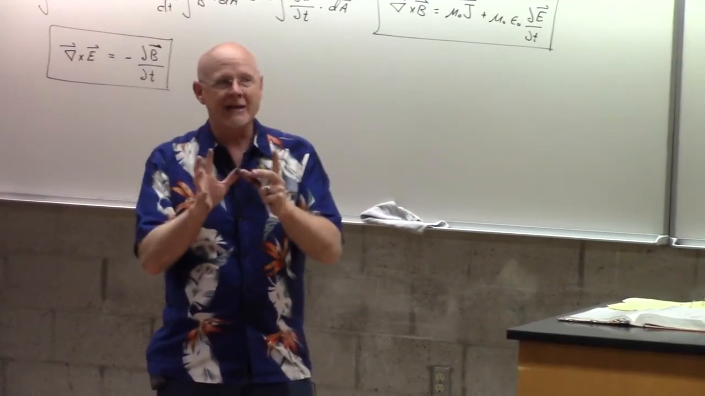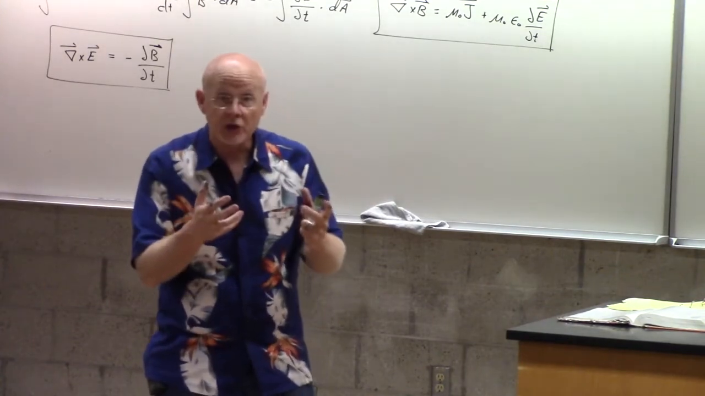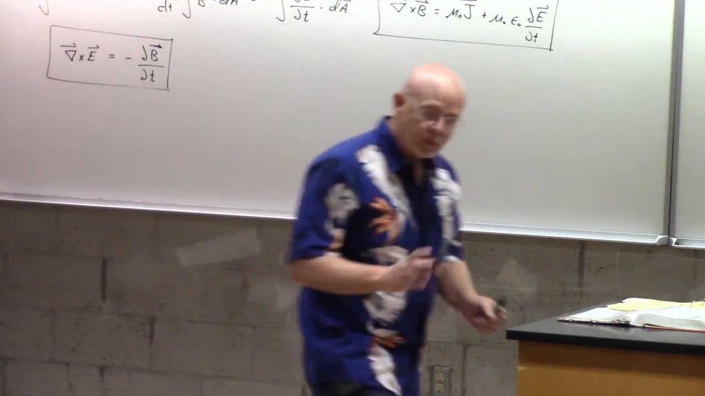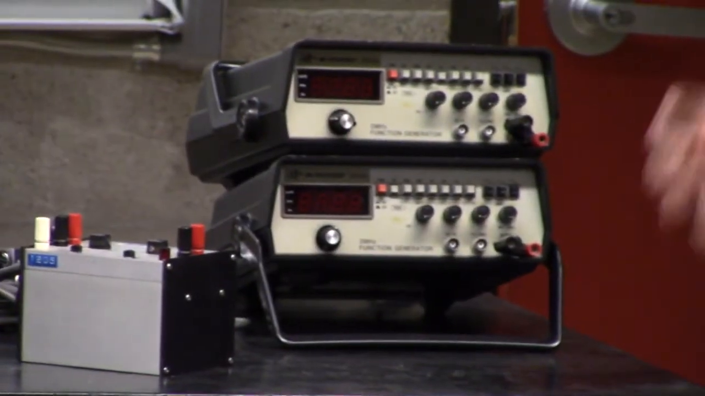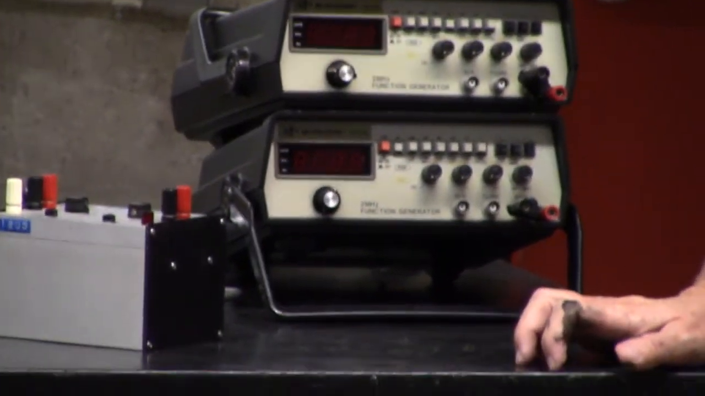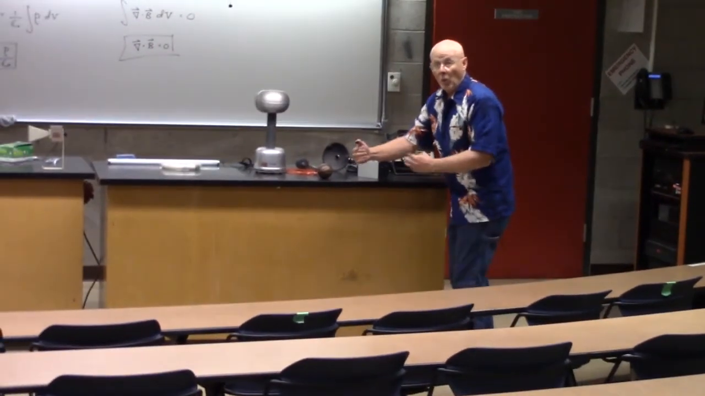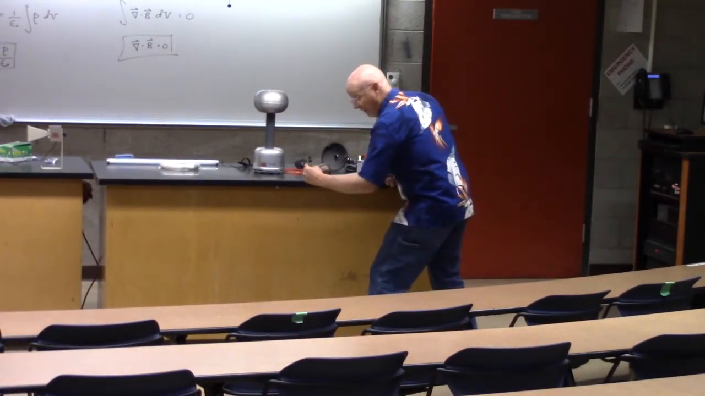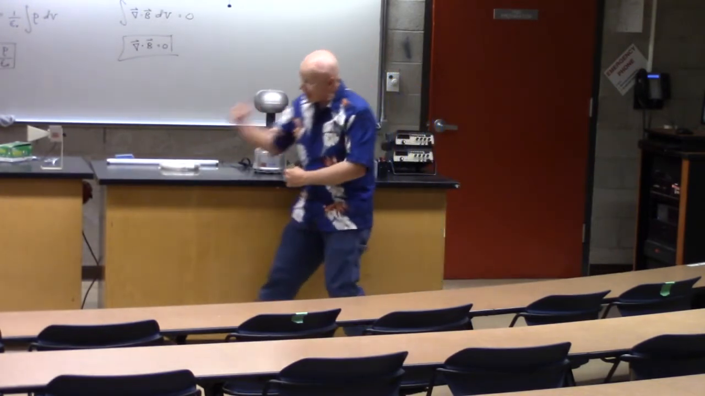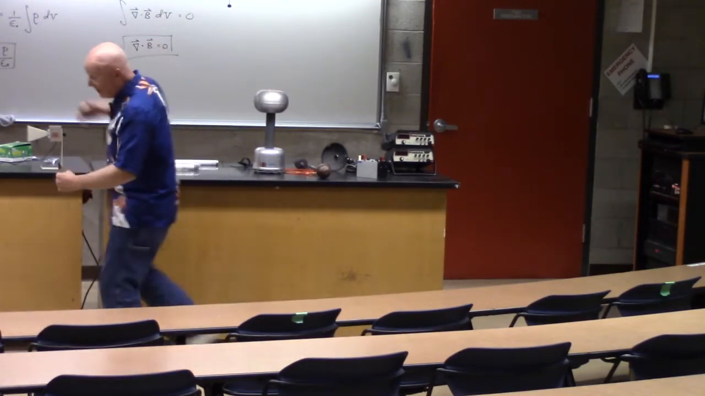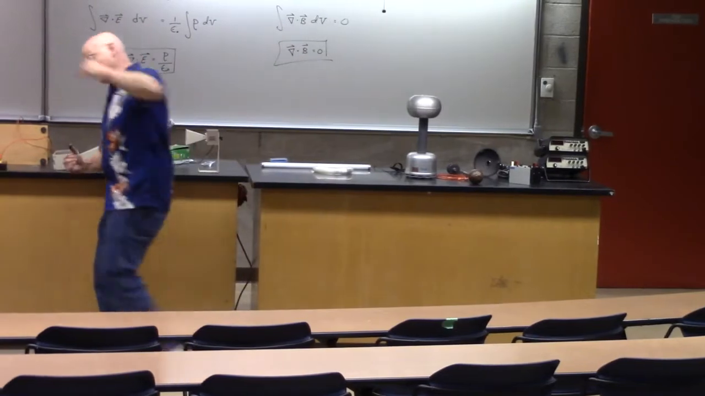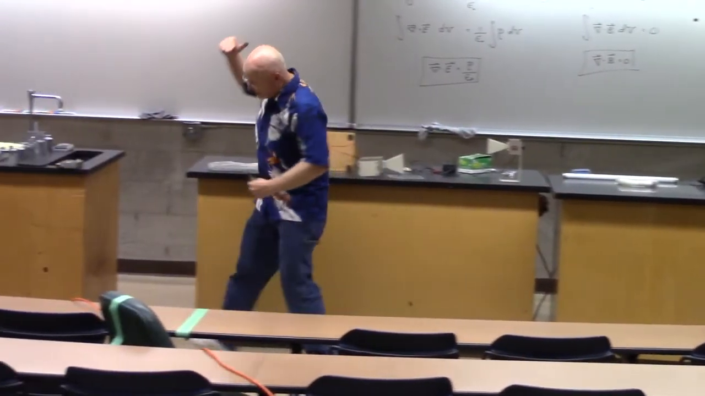And Maxwell begins to ask this question as he reads the math. Could something like this happen? Could I start over here with some electronics where I have a current, and that current makes the first magnetic field, but that magnetic field makes the first electric field. And that first electric field makes the second magnetic field. And that second magnetic field makes a second electric field. And that second electric field makes a third magnetic field. And that third magnetic field makes a third electric field. And that third electric field makes a fourth magnetic field. And that fourth magnetic field makes a fourth electric field.